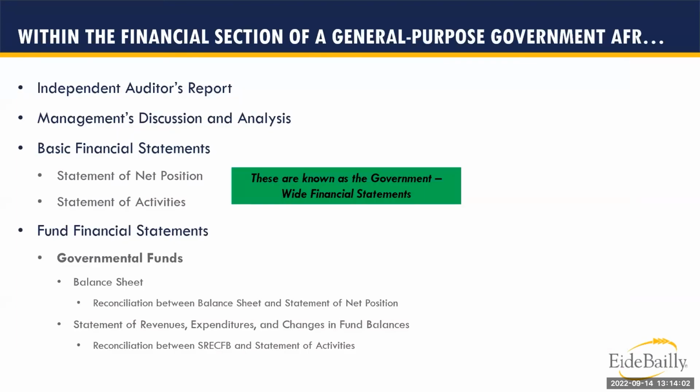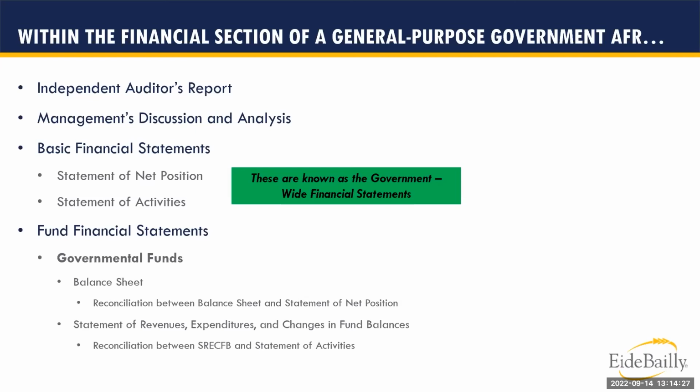So within the financial section, the basic financial statements include a statement of net position and a statement of activities, much like a not-for-profit. Those are called the government-wide statements. The statement of activities has a different geography and elements, but again, similar statement to a not-for-profit. Both comprise, again, these government-wide financial statements.